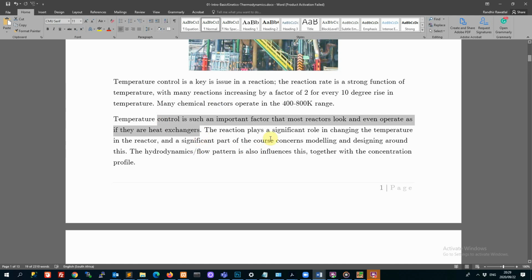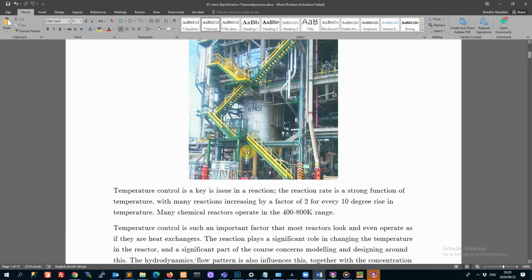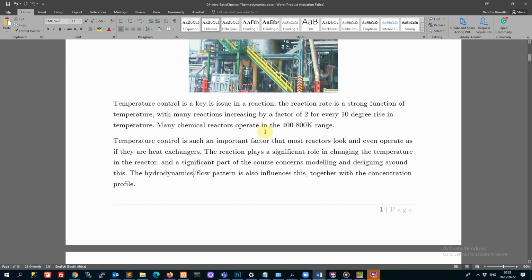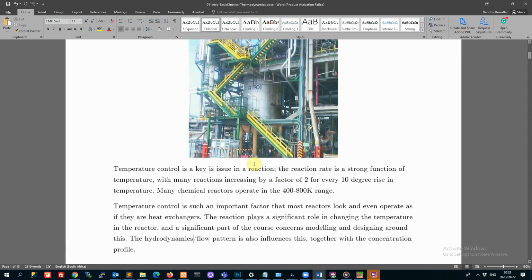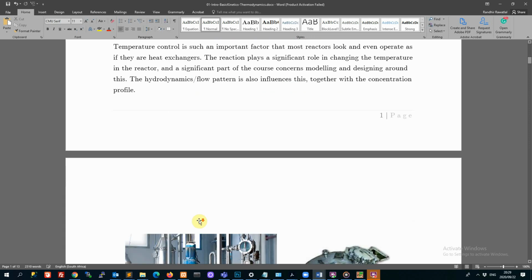Other things that play a role include the hydrodynamics or the flow pattern through the reactor, so the nature of the mixing in the reactor. That's another very important aspect, and that in fact strongly influences the way that we go ahead and model that reactor. So the hydrodynamics of flow pattern in effect influences your concentration profile. So as we expect, regions with high concentrations of the reactant, those regions will have a high reaction rate.